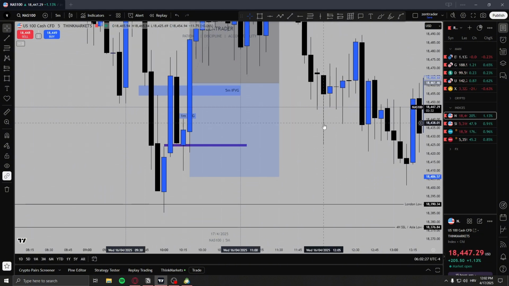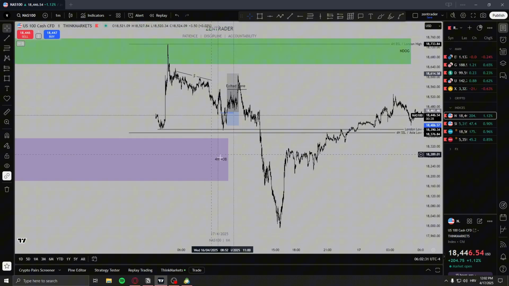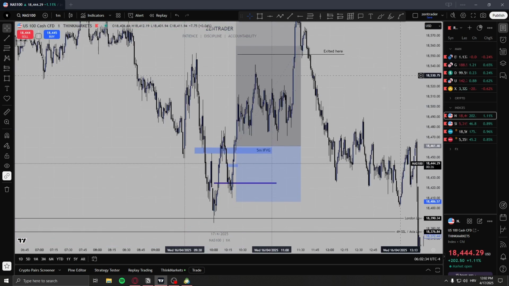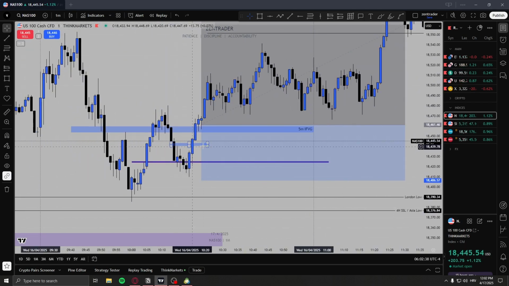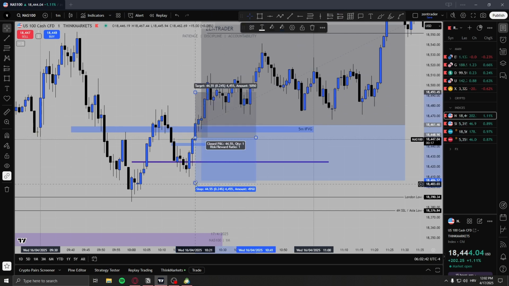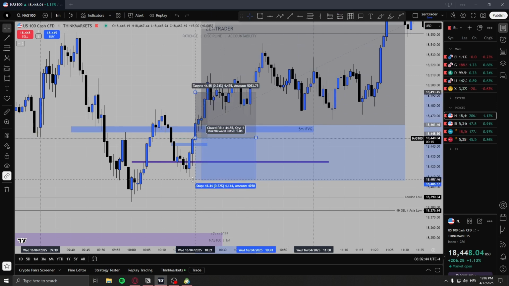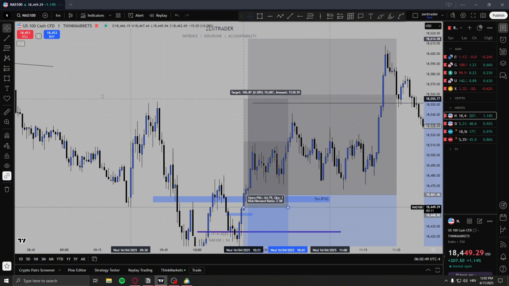We dip down into it, and from there, what I'm looking for is a 1-minute confirmation entry, which is the 1-minute inversion fair value gap or 1-minute break of structure. In this case, we get the 1-minute inversion first. So my entry should have really been around here, stop below the low right here, and then targeting either this high or what I was targeting.